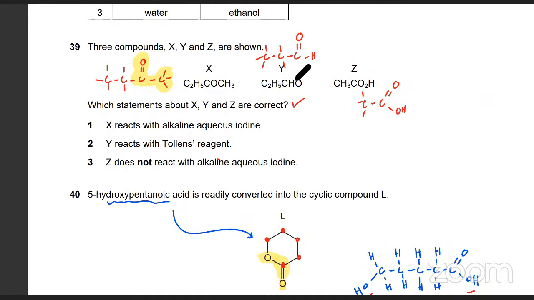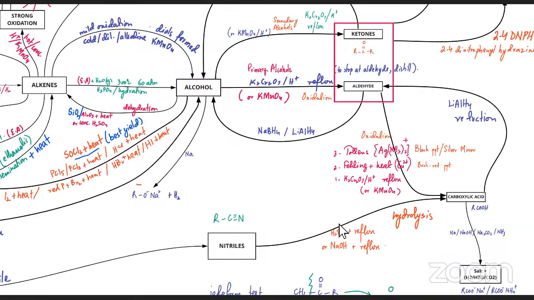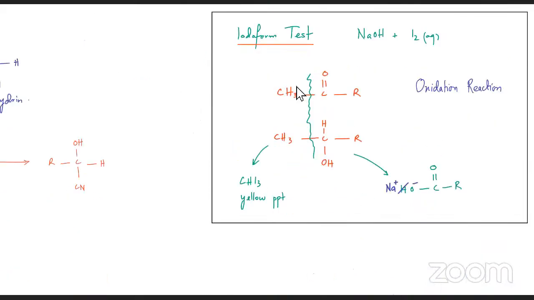So Y reacts. Y is an aldehyde. So Y does react with Tollens reagent. Okay, so the first two statements are correct. Z does not react with alkaline aqueous iodine. So Z will not react. You need a methyl with a C double bond O. For the iodoform test to be positive, you needed a methyl with a C double bond O, not a carboxylic acid. Okay, it was methyl with a carbonyl group.